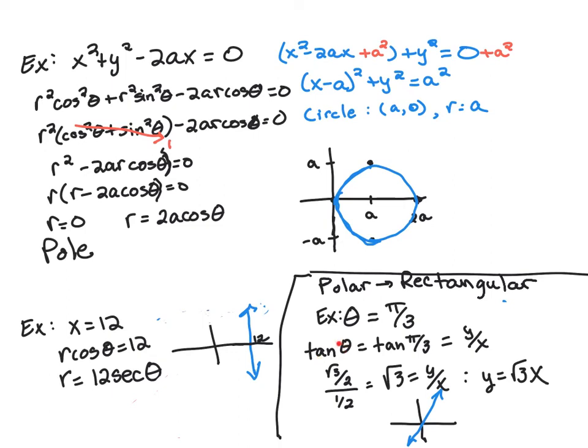If you think about the tangent of theta as being y over x, and we're taking the tangent of pi over 3, we have the equation root 3 over 2 over a half, which simplifies to be root 3, equals y over x, our tangent. So y equals root 3x, and it's just that straight line.